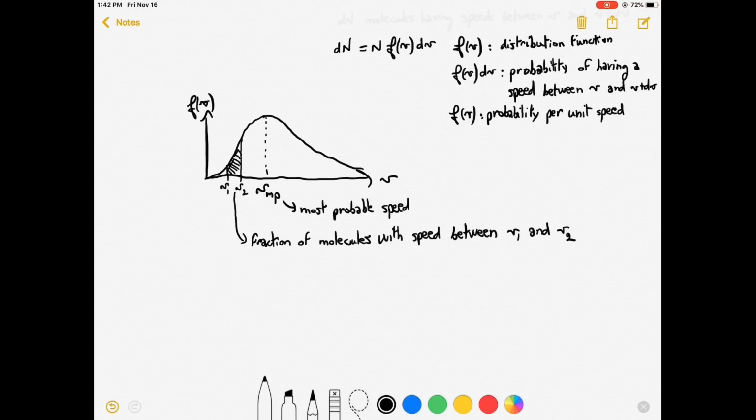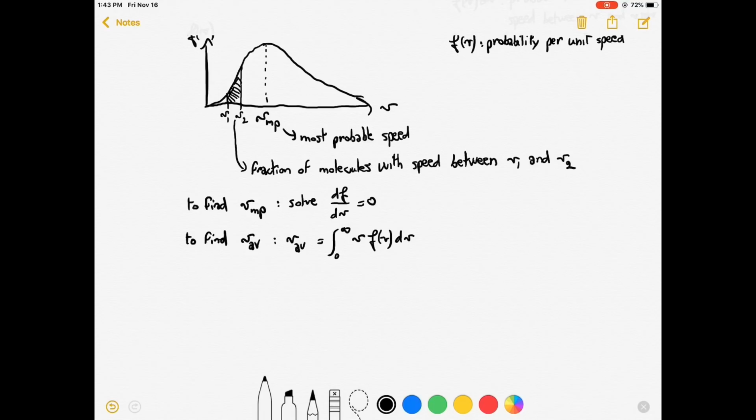And so if you're given this function, and you need to find the most probable speed, this is where you have a maximum, and so the derivative is 0. You just solve df over dv equals 0, and the solution will be the most probable speed. If you need to find the average velocity, then this will be equal to the integral of v f(v) dv. Right, so you take each velocity multiplied by the probability to have this velocity, and you sum all of them, and so you get the average velocity. That's how you calculate the average.